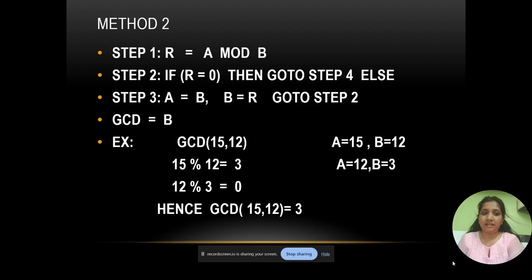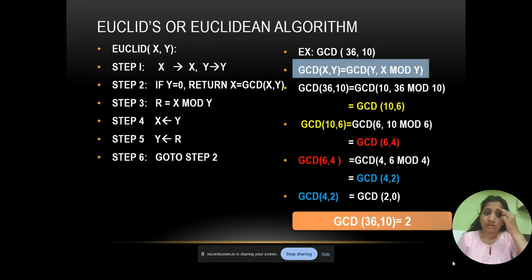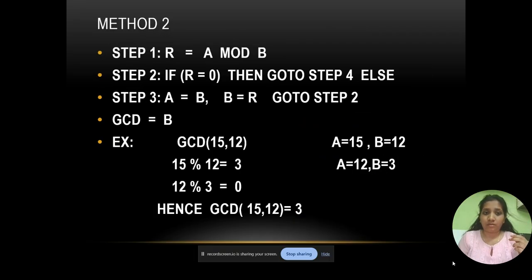So let us see the method, that is step 1, R equals A mod B. Step 2, if R equals 0, then go to step 4, else go to step 3, that is A equals B and B equals R, then go to step 2. Step 4, the GCD equals B. Let us see the GCD of 15 and 12. 15 mod 12 equals 3, and 12 mod 3 is 0. Hence the GCD of 15 and 12 is 3.